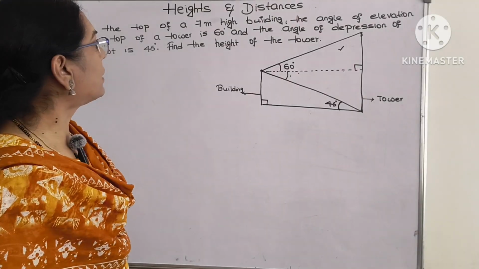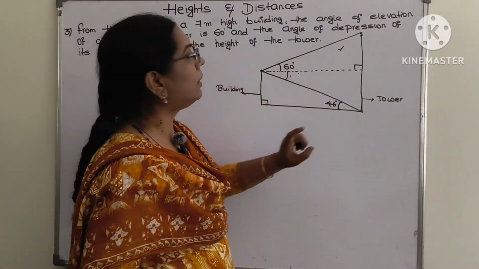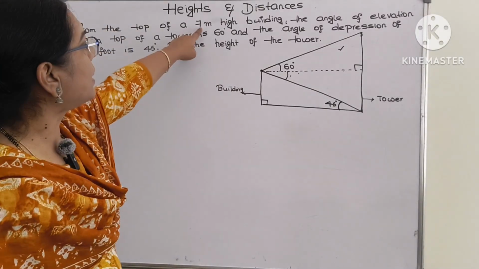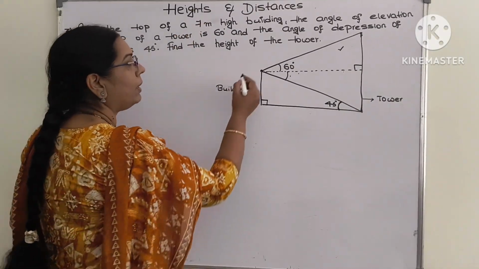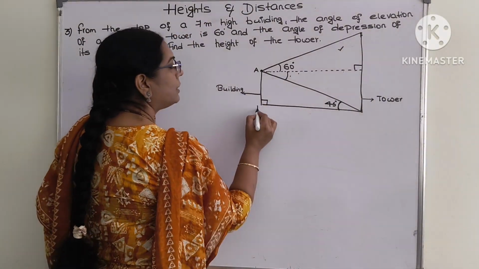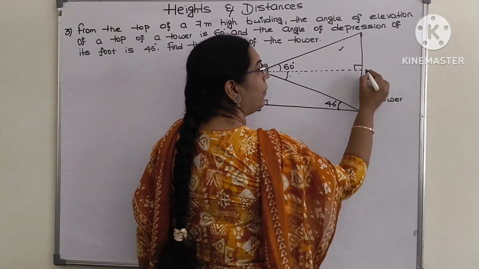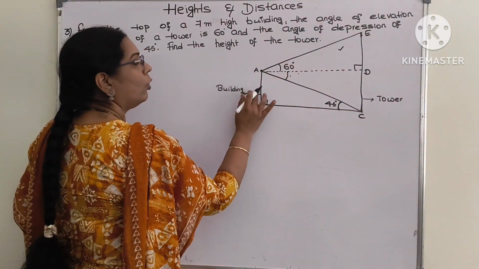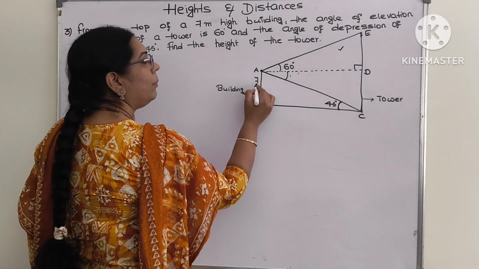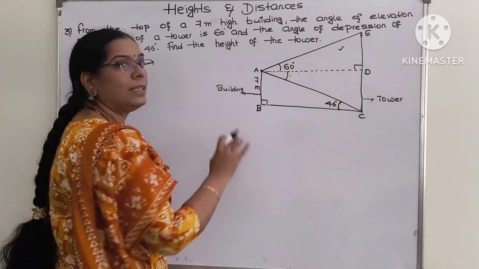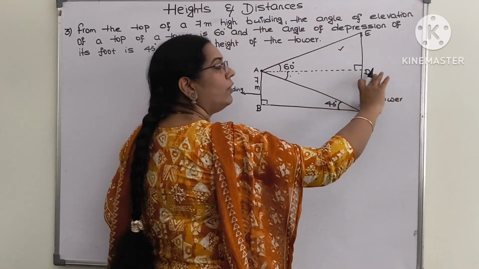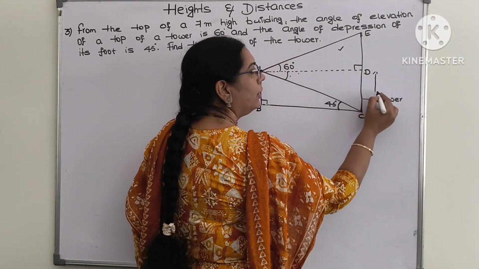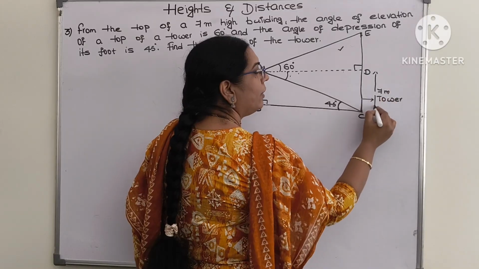Now what are they asking? We have to find the height of the tower. Did they give anything else? Yes. The height of the building is 7 meters. Let me start putting some letters to this: A, B, C, D and E. So AB is how much? AB is 7 meters. If AB is 7 meters, how much will DC be? DC also will be 7 only.